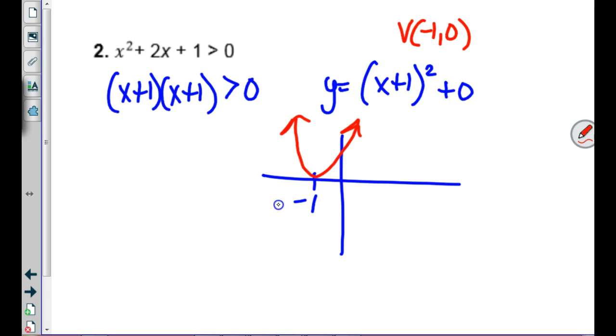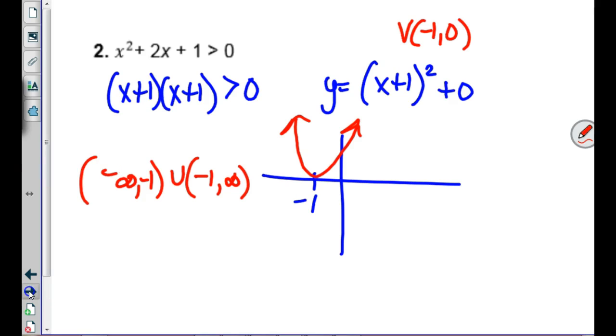Almost. Almost. Yes, because it doesn't say or equal to 0, right? So it's greater than 0 to the left of -1 and to the right of -1, but it's not greater than 0 at -1. It is 0. So how do we write to the left and right of -1? Everybody got number 2?